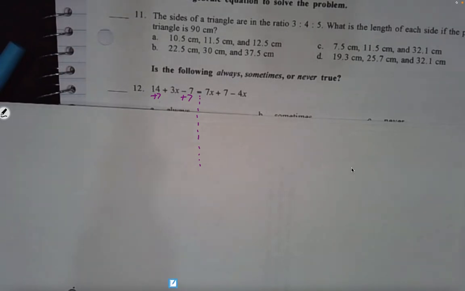Does everybody understand that? That is common among the younger in Algebra 1, and y'all are still doing that. Don't do the opposite unless you're crossing that equal sign, okay? So right here, what's 14 minus 7?